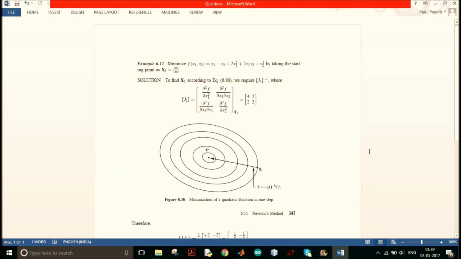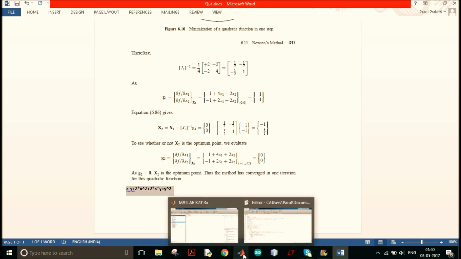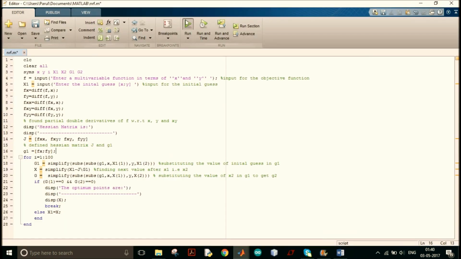Now I'll be showing you the Word document. Here we have a question which was there in the book. So we obtained the solution of this as -1 and 3 by 2. So this was the particular question which I am copying right now. Now I'll run the program.